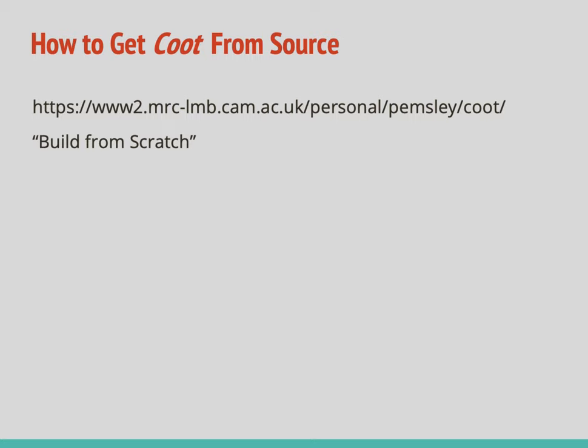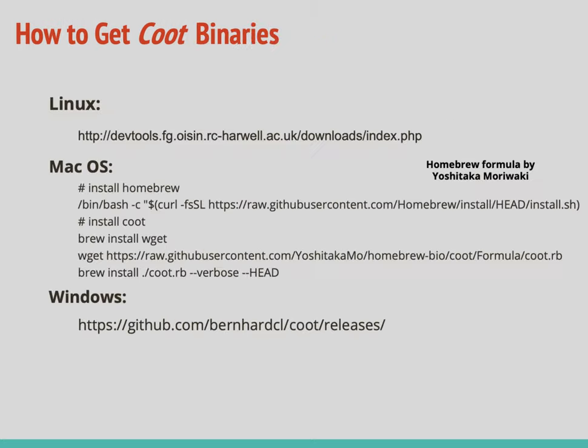Firstly, how do you get Coot? The official way is to use the build script, but you can also get binaries from these sources. In this video tutorial, I'm going to demonstrate Coot 1 using a Mac. And for the installation, I use the Homebrew formula provided by Yoshitaka Moriwaki.